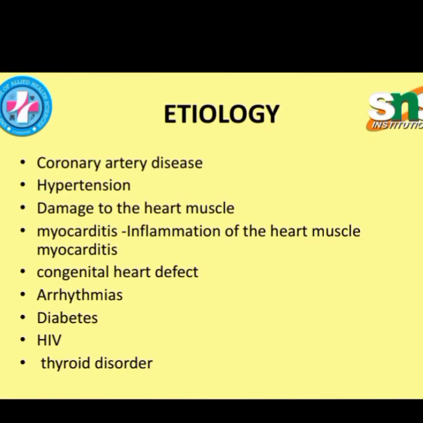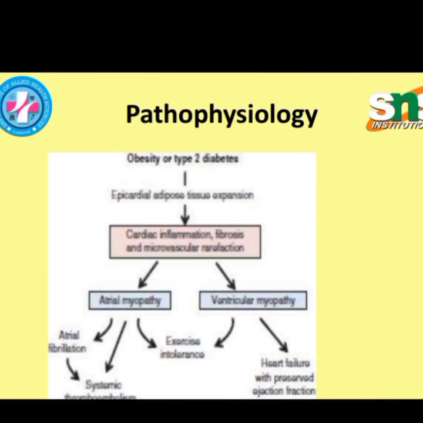And then etiology: coronary artery disease, hypertension, damage to the heart muscles, myocarditis, congenital heart defect, arrhythmias, diabetes, HIV, and thyroid disorders. Pathophysiology: due to any cause, such as obesity or type 2 diabetes, epicardial adipose tissue expands, which leads to cardiac inflammation, fibrosis, and microvascular malfunction, which leads to atrial myopathy, which leads to atrial fibrillation or exercise intolerance, which leads to systemic thromboembolism. In another case, cardiac inflammation or fibrosis leads to ventricular myopathy, which leads to exercise intolerance or to heart failure with preserved ejection fraction.